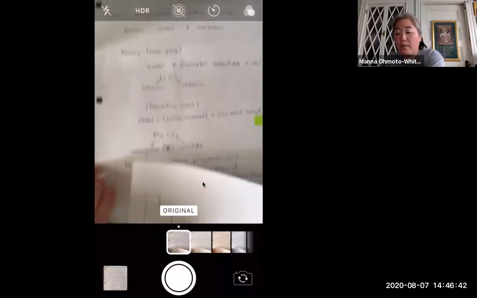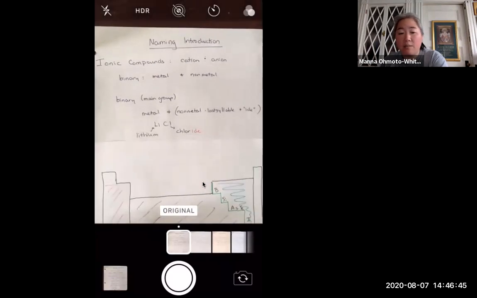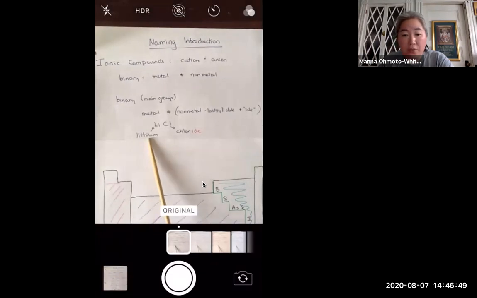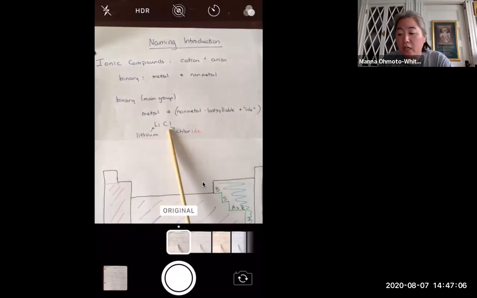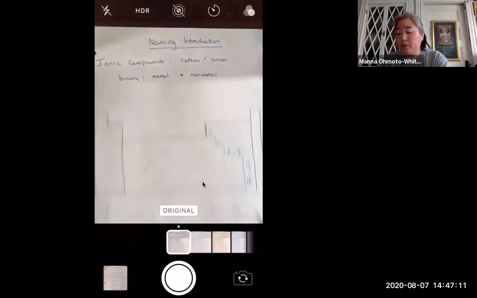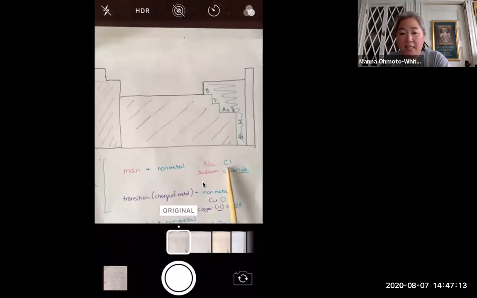Now, the general format, the most simple way that I can combine things in a binary compound, is simply by stating the name of the metal and then the name of the nonmetal, chopping off its last syllable-ish, and adding IDE. So for example, I have here lithium chloride. So lithium, I keep the name of the metal, and chlorine, I take off the ene part and I add in IDE. Similarly here, I have NaCl, that's sodium chloride.